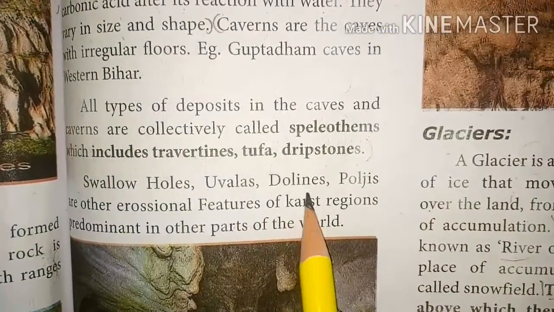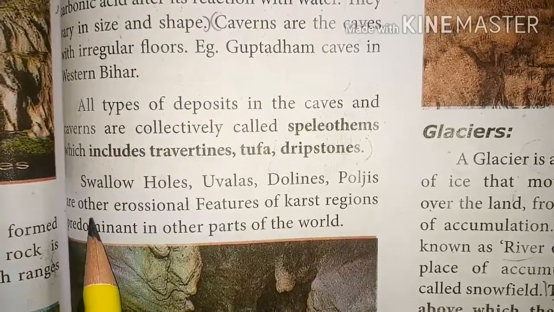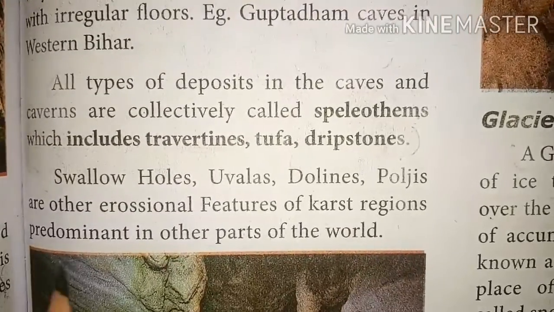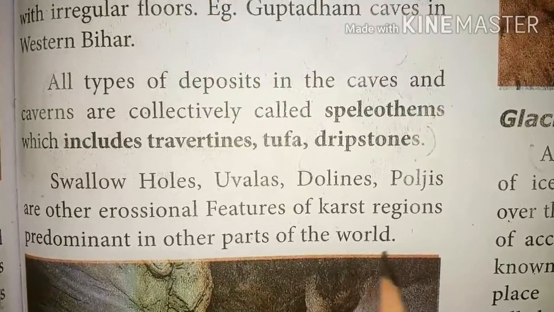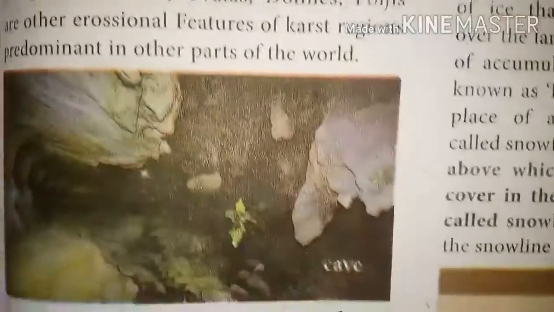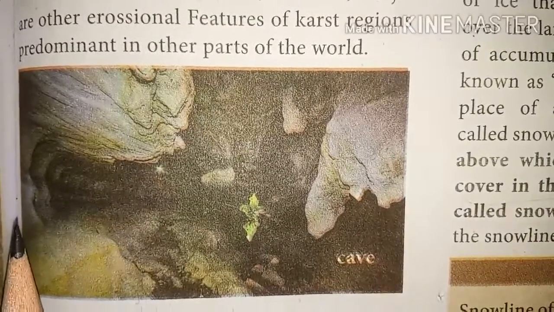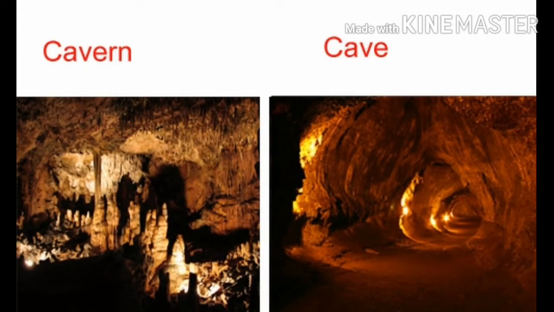And swallow holes, uvalas, dolines, poljes are the other erosional features of karst regions predominant in other parts of the world. Look at this. This is a cave in the limestone region. Facts about caves. Cave insects lose their sense of sight and develop extraordinarily long antennae to compensate for the loss of sight.